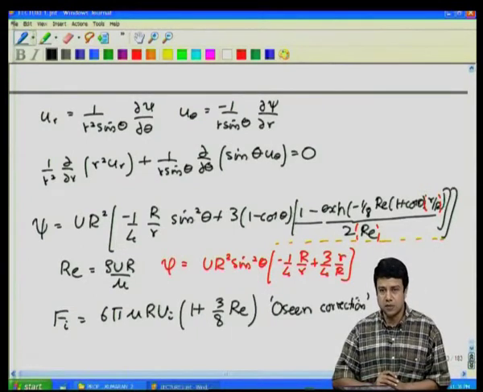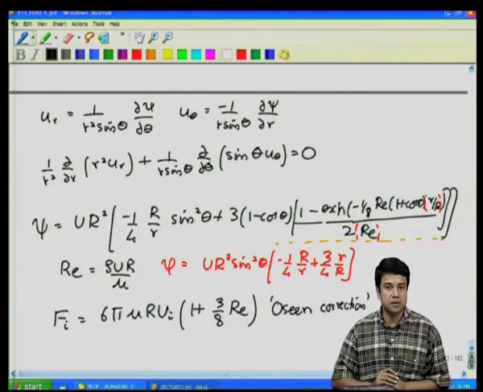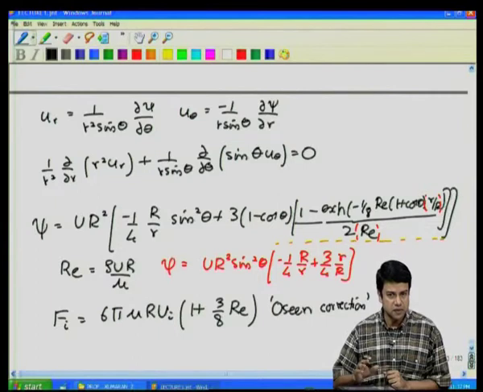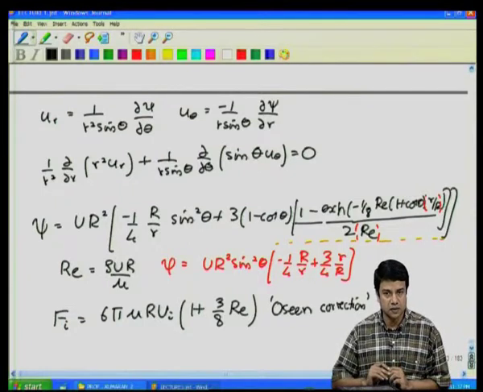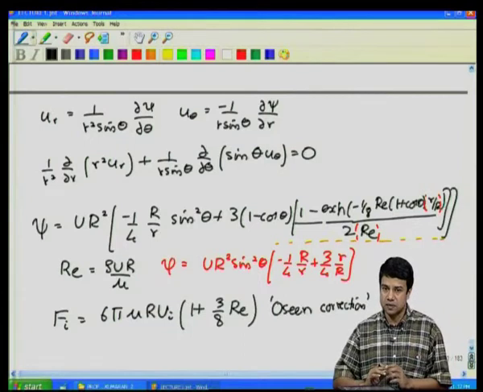The Oseen correction to the drag force on a sphere is due to the inertial contribution far away. So, this is the leading order correction in the limit of small Reynolds number. The summary of the effect of inertia at low Reynolds number is that inertia can be neglected if you are sufficiently near the surface of the sphere, if small r by capital R is less than Re inverse in the limit as Re goes to 0.